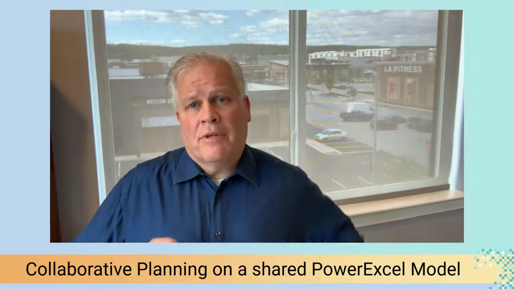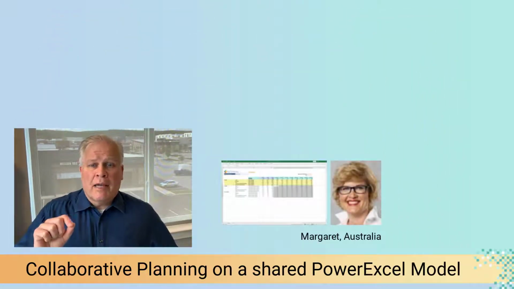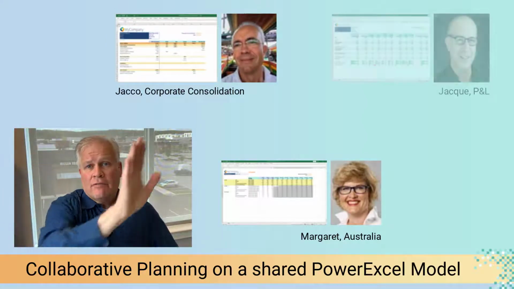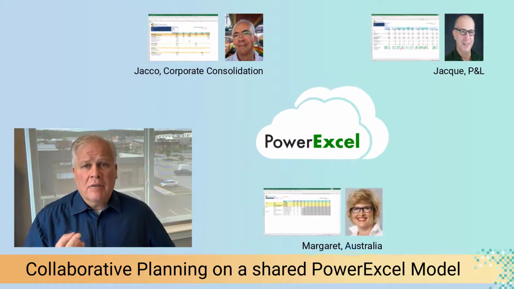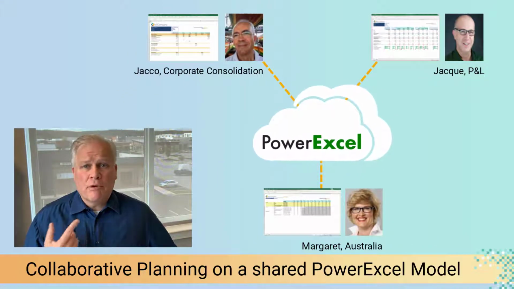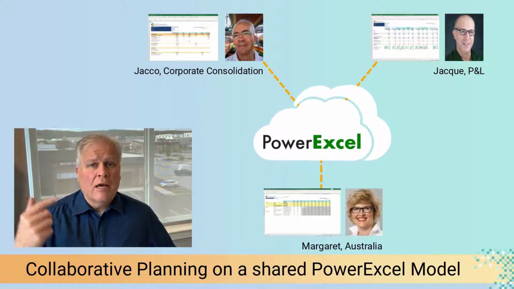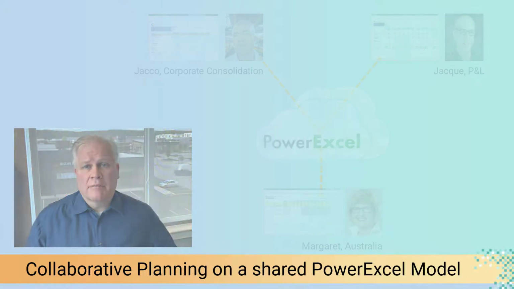Okay, in this example now, we have our Australia-New Zealand regional manager, we have our corporate consolidation person, and then we have someone who is responsible for a P&L. The idea here is how easy PowerExcel can make the collaboration between these three parties, because the numbers are universally shared through the cloud with one another as they make updates. It's all ticked and tied together.